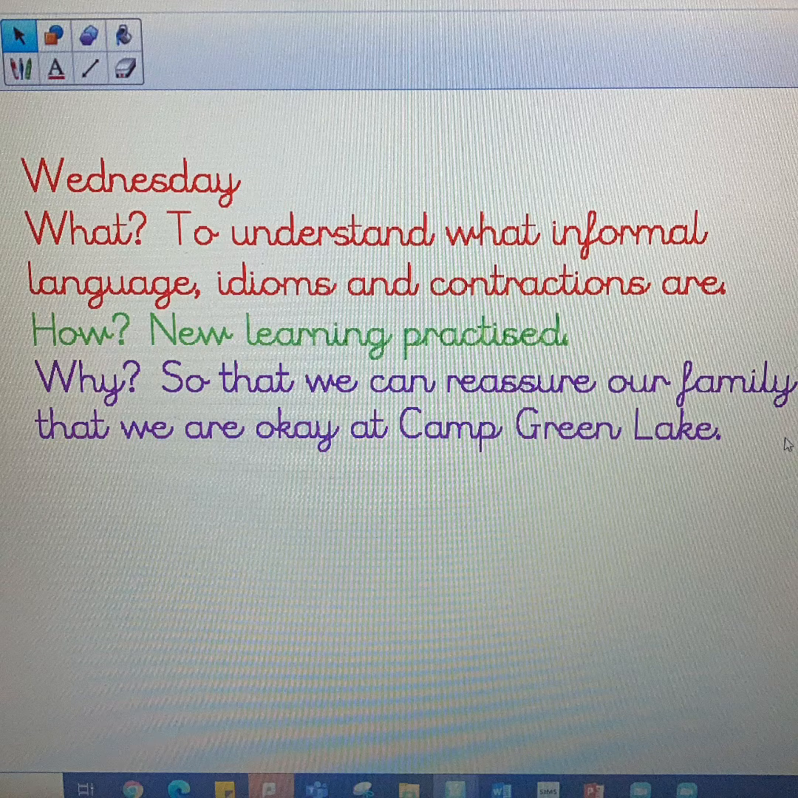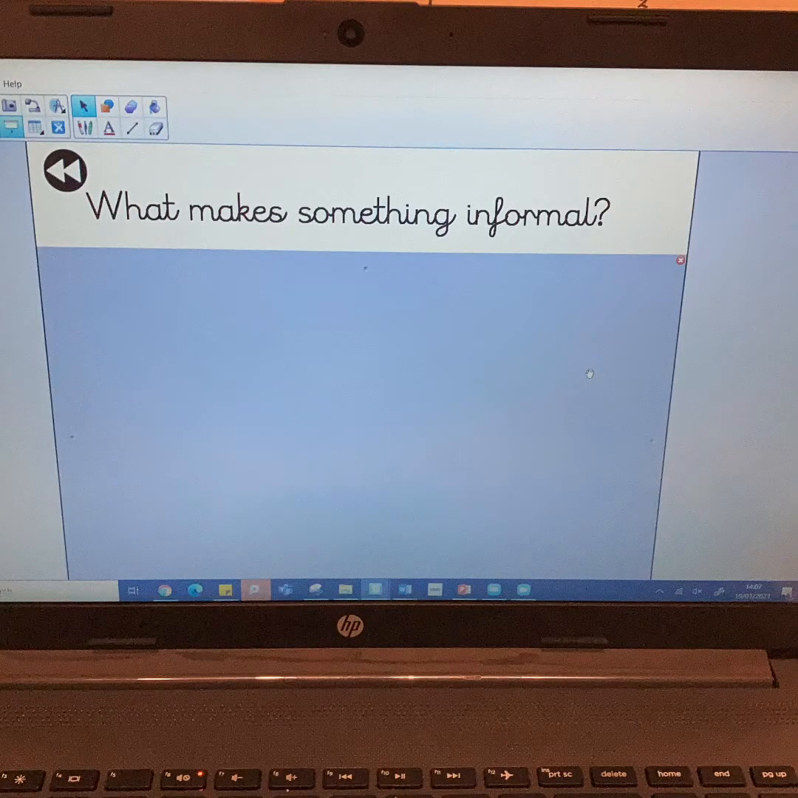So you need a new page in your book with the title Wednesday the 27th of January and the title idioms. Okay, and we're going to do a little rewind on contractions and then we'll do some new learning about what an idiom is. Off we go. So first rewind then, pause the video. What makes something informal?